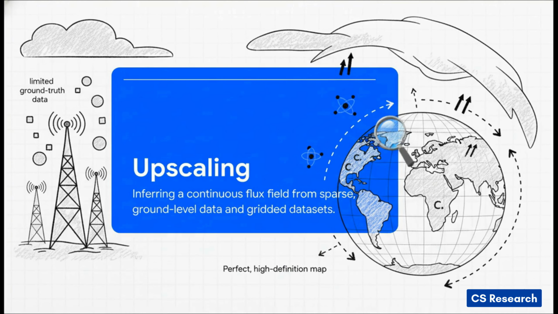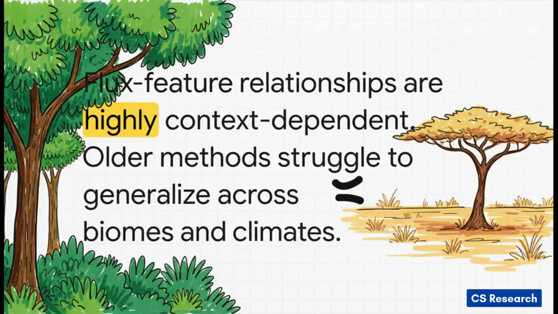Upscaling basically means taking the limited, ground-level truth from those towers, mashing it up with global satellite images, and then trying to guess what's happening everywhere else. Imagine trying to create a perfect, high-definition map of the entire planet, but your only source material is a handful of tourist photos from a few scattered cities. Yeah, that's the challenge. And this is where it gets really tricky.